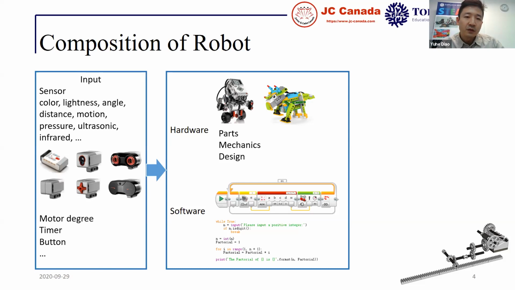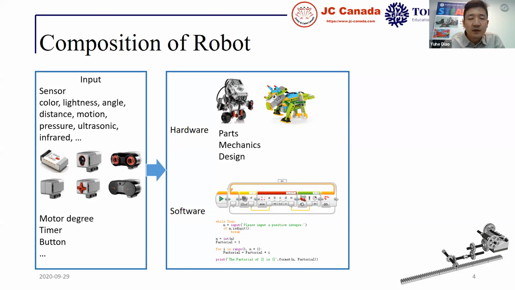For example, we use sensors to know the color of other nearby objects, and the lightness, angles, distance, motion, pressure, ultrasonic, infrared. So we have different kinds of sensors to measure these different things. For example, we can measure the distance, right? If we are very close to the wall, the sensor can tell the machine, you are too close to the wall and you need to stop, and then the machine will stop the motor, right? So this is sensors.